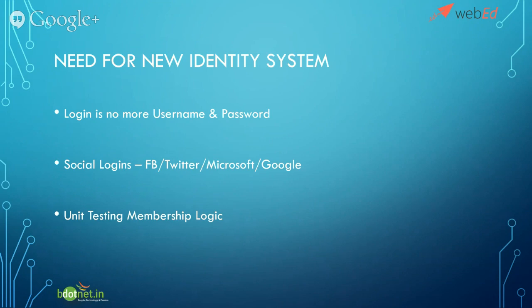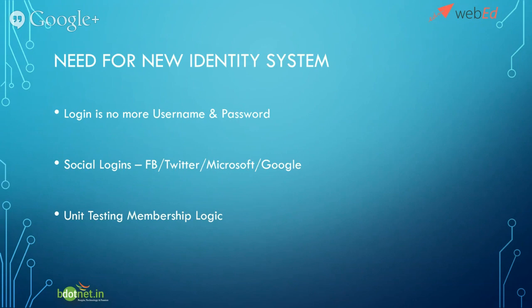So slowly the whole website mechanism is switching from you authenticating a user to delegating it to providers like Facebook, Twitter, Live, and Google Plus. So basically it's no more a username and password. You have the social logins: Facebook, Twitter, Microsoft, Google. And then also, now what happens is I want to start unit testing my membership logic, with the SQL membership or with the simple membership or the universal provider.